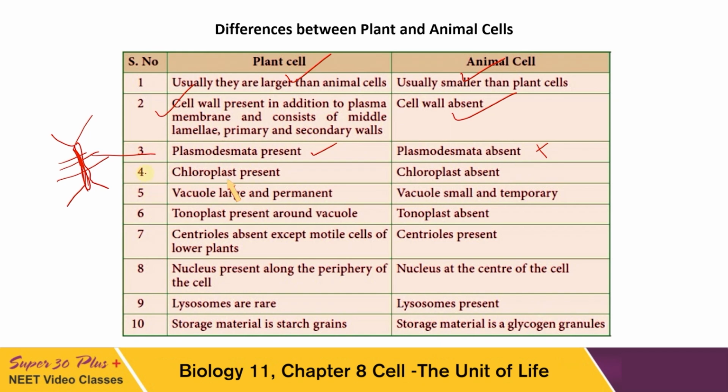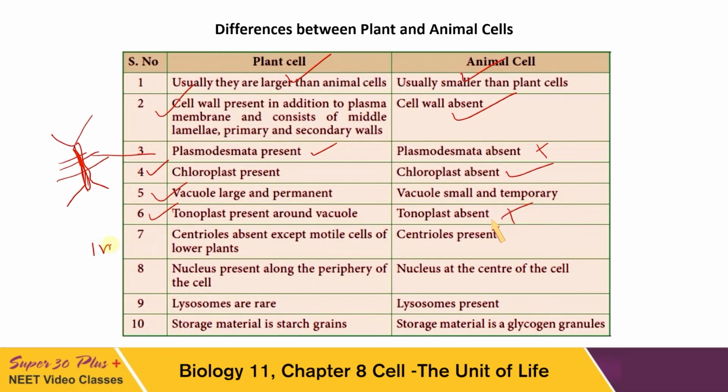Chloroplasts and plastids are present in the plant cell, and the vacuole is large and permanent. In the animal cell the chloroplast is absent, and the vacuole is small and temporary. Around the vacuole there is a membrane known as the tonoplast. Because the large vacuole is absent in the animal cell, the tonoplast is absent.